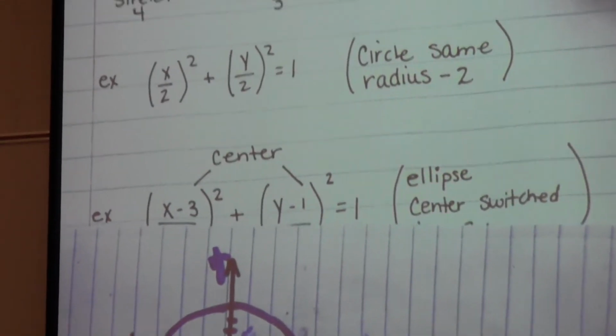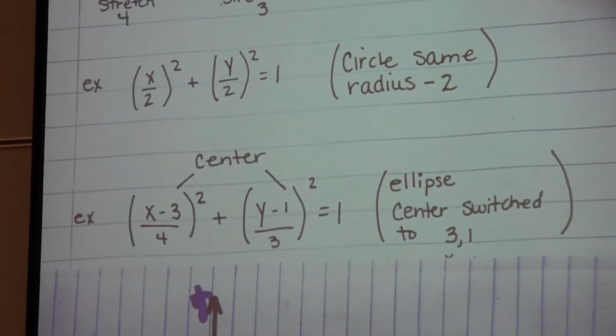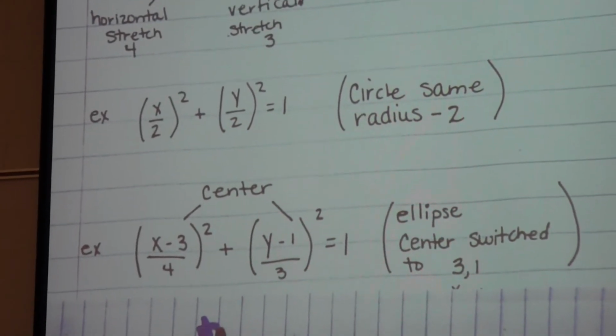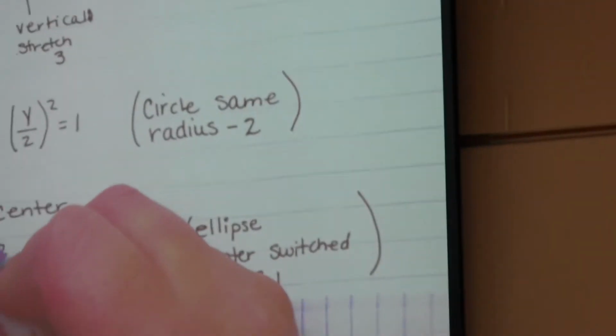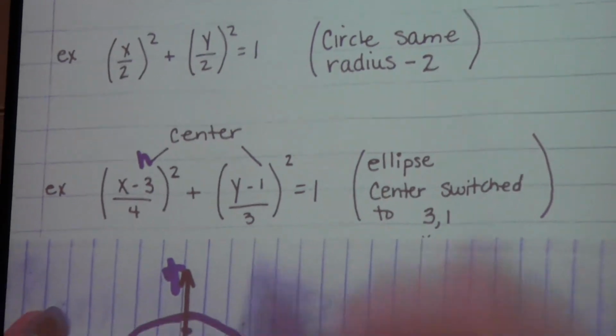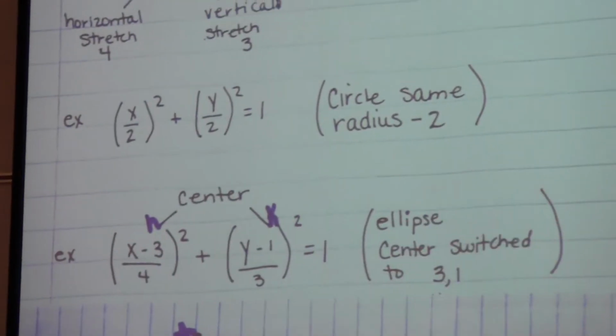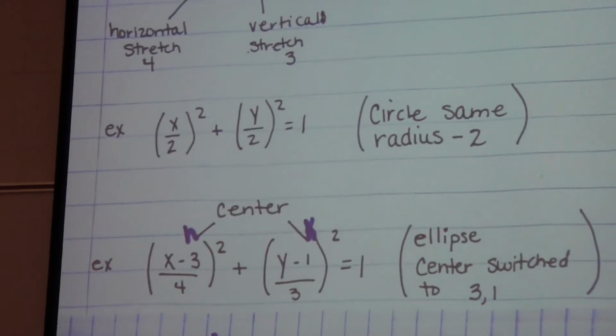So if we wanted to make that something centered other than 0, 0, we add an h value in here to move it to the left and the right from the center, and our k value next to the y, just like we did for our circles, to move it up and down.